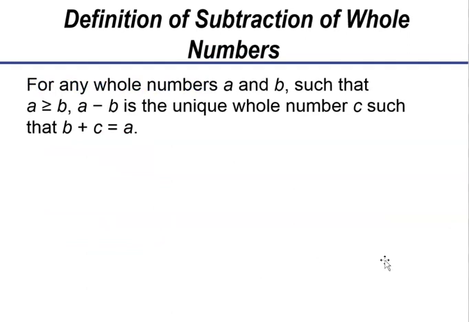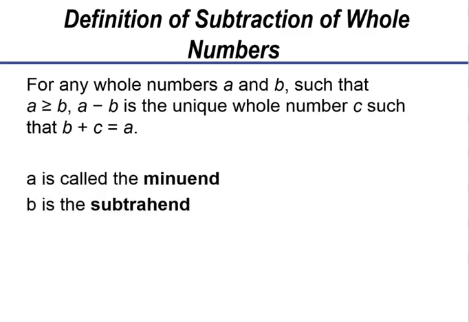Now we have a definition of subtraction of whole numbers. This isn't the only definition. I'll show you a different way to think about this momentarily. For any whole numbers A and B such that A is greater than or equal to B, that's very important, A minus B is a unique whole number C such that B plus C is equal to A. That is the definition of subtraction. Why do you imagine A has to be bigger than B? Keep that thought. Now what we know is A is called the minuend and B is called the subtrahend.